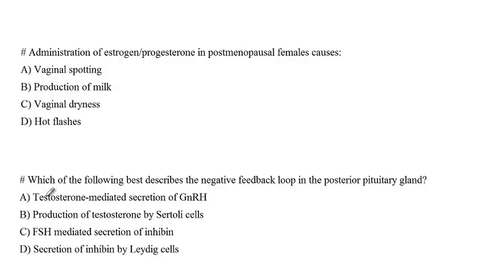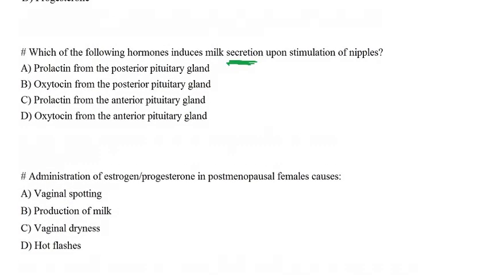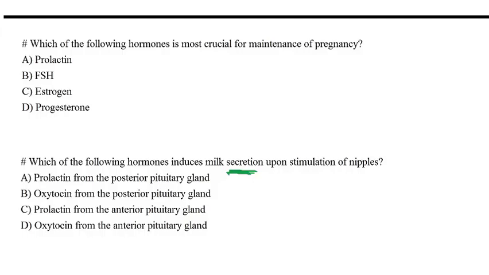will likely happen? Okay? And then the next question is, which of the following best describes the negative feedback loop in the posterior pituitary gland? So if you need more time, you can pause the video, but let's move on here. So we just discussed progesterone was the hormone that was doing everything during the pregnancy. So the answer is progesterone, or the pregnancy hormone, is the most crucial for maintenance of pregnancy.